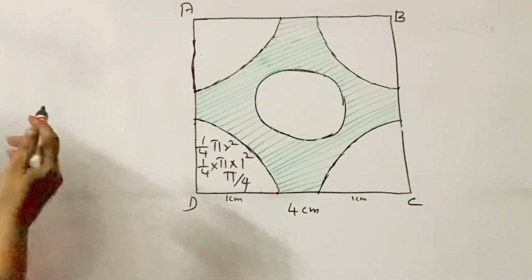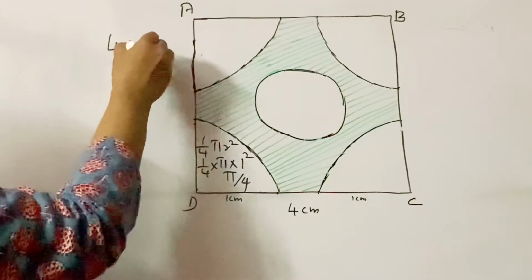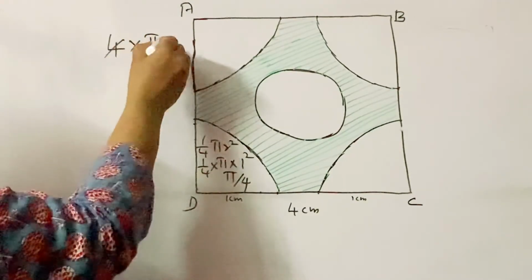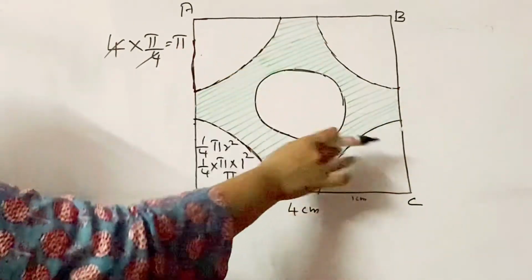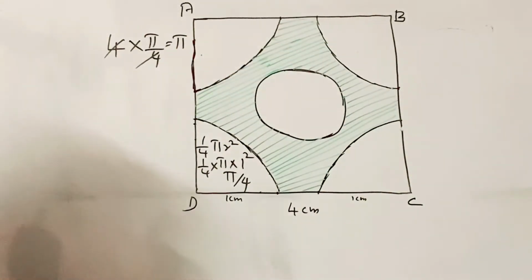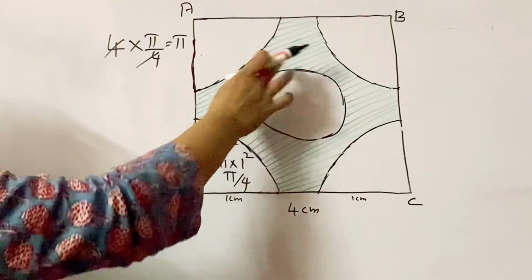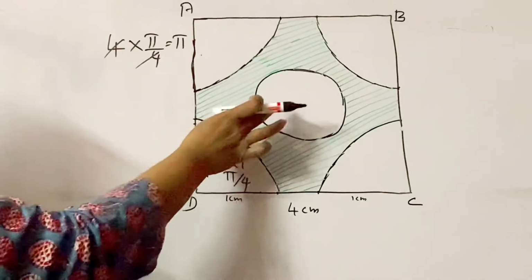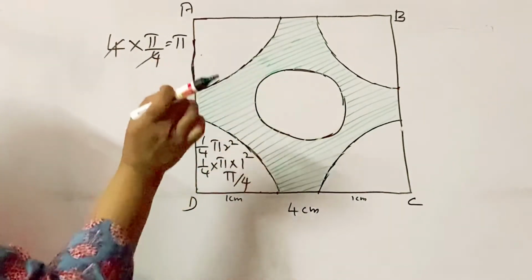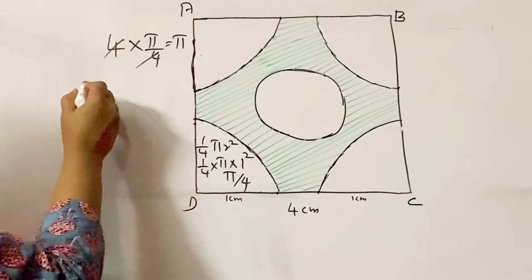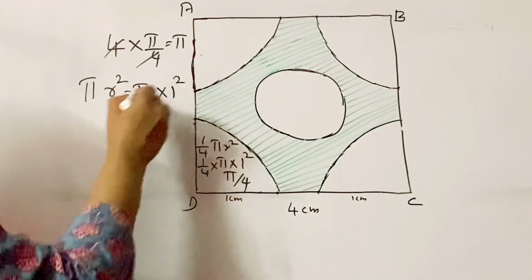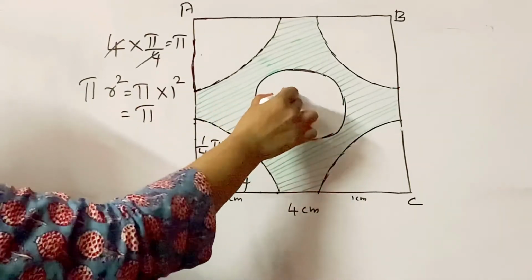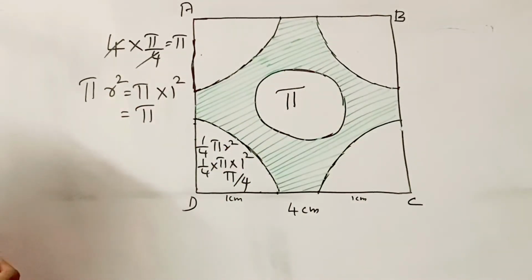Then what will be the area of 4 quadrants? 4 into pi by 4, that is pi. The sum of the areas of 4 quadrants is pi centimeter squares. Then what will be the area of the circle here? Here the circle has radius 1 centimeter, it is given to us. So area of the circle is pi r square, that is pi into 1 square. So that area is also pi centimeter square.